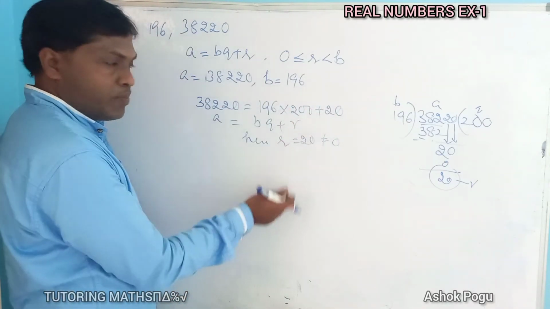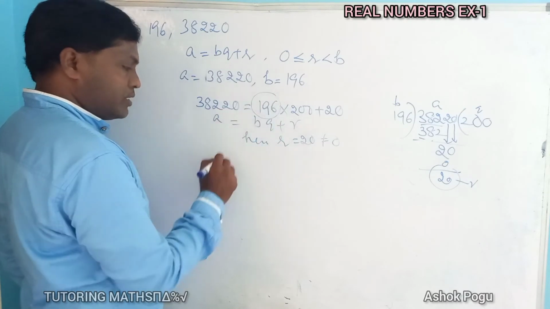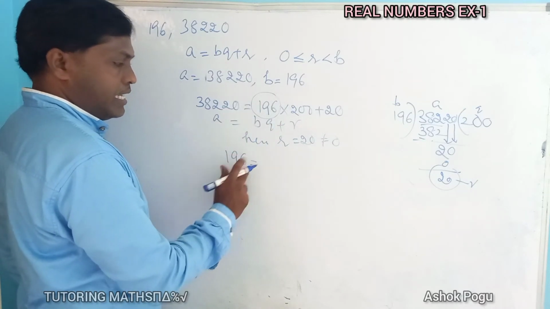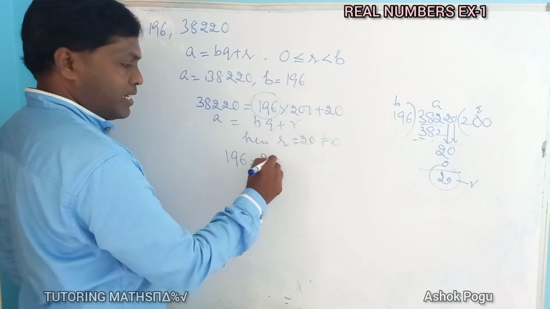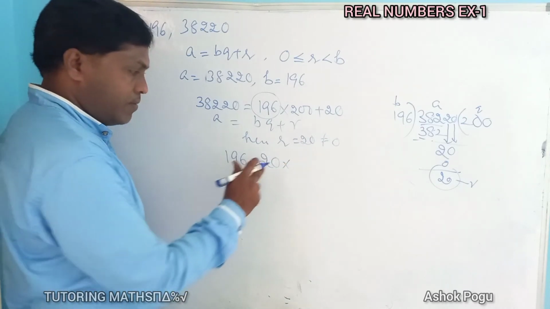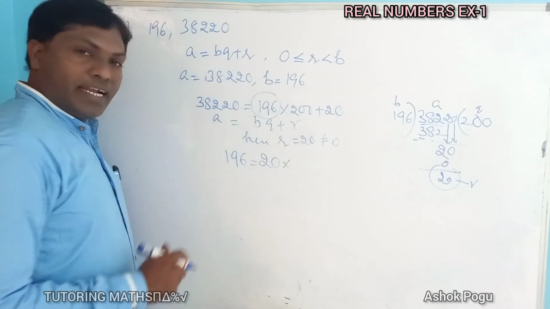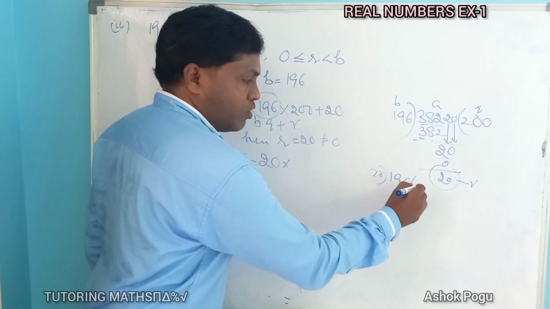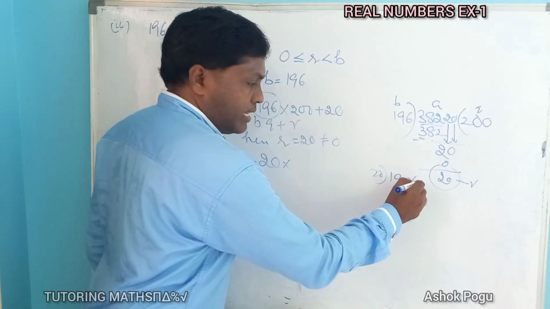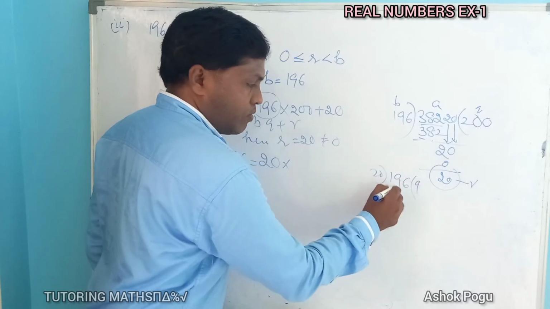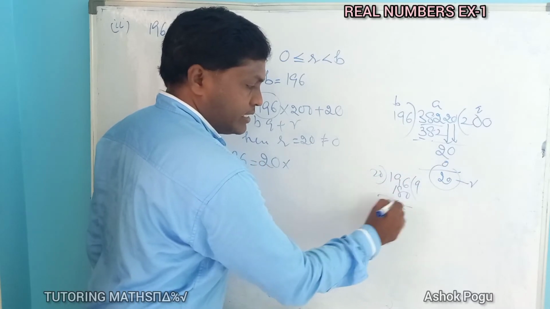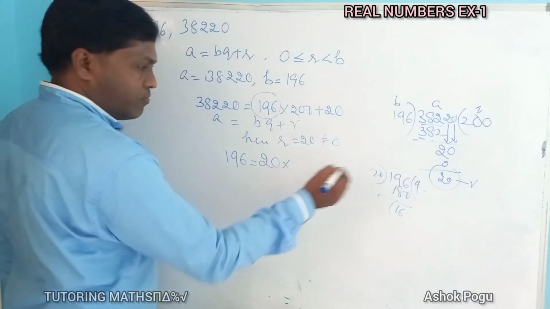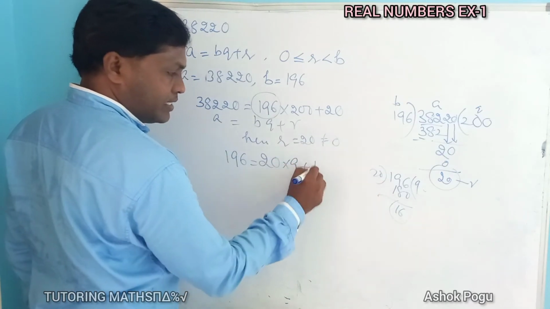So let us continue the process. Now this becomes A and now this becomes remainder, this becomes B. Now 20 table 196, you divide 196 by 20 table, 20 nines are 180 and 16 is the remainder. So therefore nine and the remainder is 16.